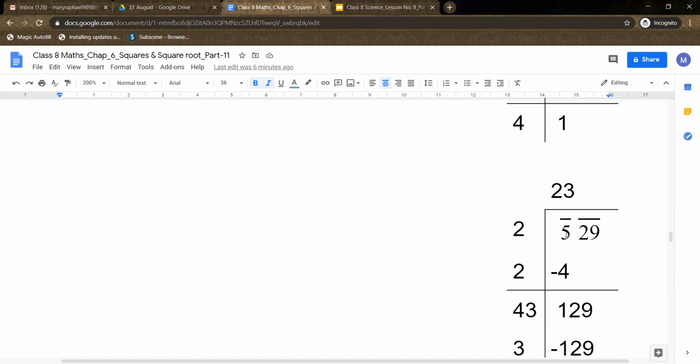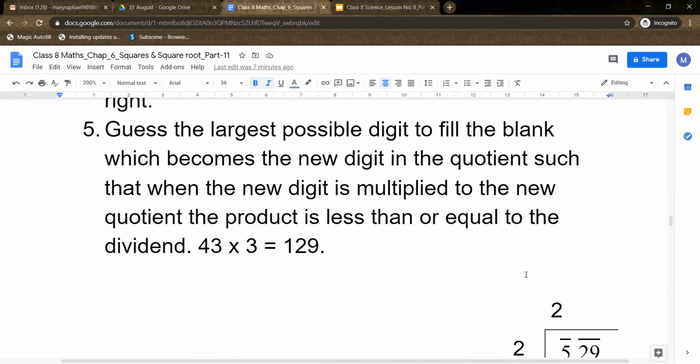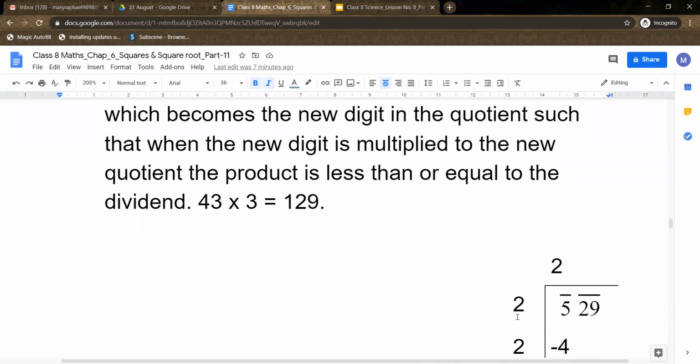So that is written here, see. I have written here 2 square is 4 and 3 square is 9. So our 5 is coming between 2 square and 3 square. So 2 square equal to 4, that is less than 5, and less than 3 square, 9. So 2 is the digit we are getting. The square of 2 is less than 5. So this 2 is the digit which is becoming the divisor and also the quotient. You see here, 2 is the digit in the divisor place and the same 2 is the digit in the quotient place, on the right on the top.